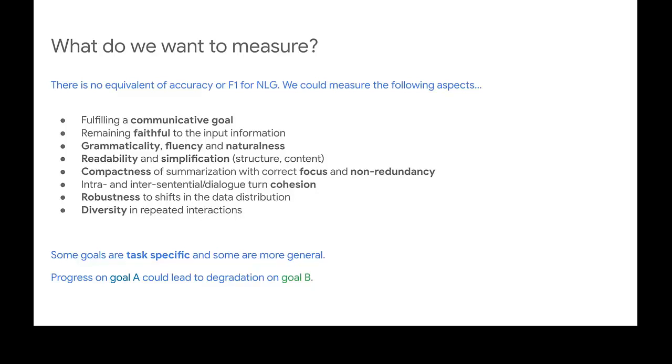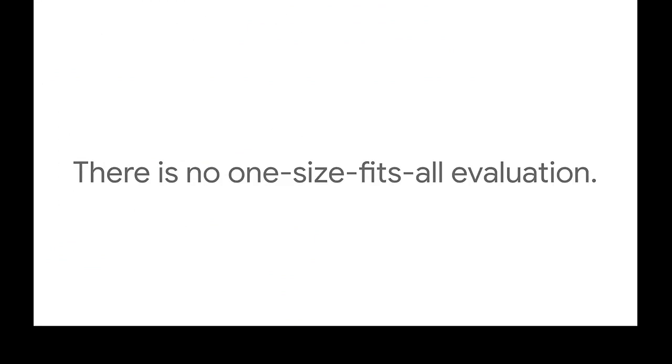Or we can take a step back and look at the system as a whole as to how robust it is to shifts in data distributions or how diverse the outputs are in repeated interactions. To make this even more complicated, progress on one goal might even lead to degradation on a different goal. So we need to actually measure a lot of different things all at once. All of this leads me to my first intermediate conclusion, which is that there simply is no one-size-fits-all evaluation. And if you came here with the goal to have me tell you what to do, I unfortunately can't answer that.